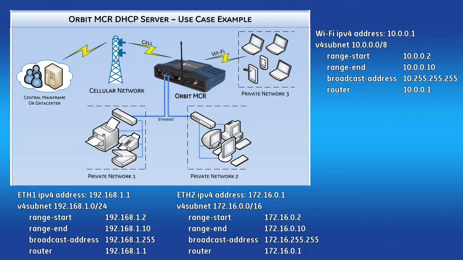Like I mentioned a minute ago, before saving a DHCP server configuration, it is required to have an ORBIT MCR interface within the subnet of each DHCP v4 subnet. Think of it like this. If you plan to give out 192.168.1.0/24 IP addresses off of your ETH1 port, then configure ORBIT MCR's ETH1 interface to be in that subnet. In the example shown here, each DHCP pool has an ORBIT MCR interface within the v4 subnet and is actually configured as the router IP address.